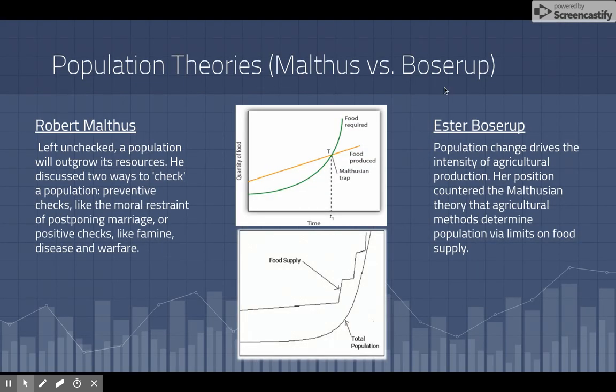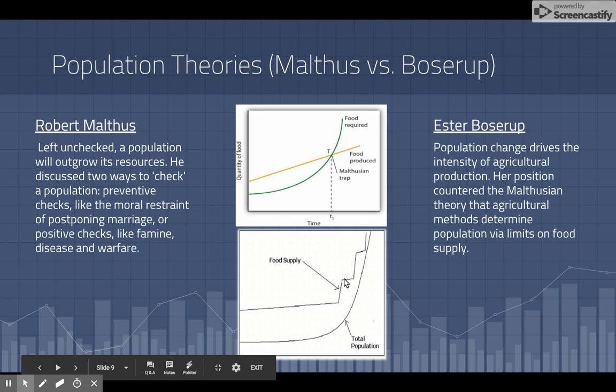Here we see population theories, Malthus versus Boserup. Malthus believed that if we do not check our population, a huge mass of the population will die from widespread disease, famine, or warfare. We can see this in his graph, where the Malthusian trap is when the food produced and the food required intersect, and the food produced is no longer enough to meet the population standards. Boserup believes that with the increasing population, there are more minds to contribute to advancing technology, which will compensate for the food required.